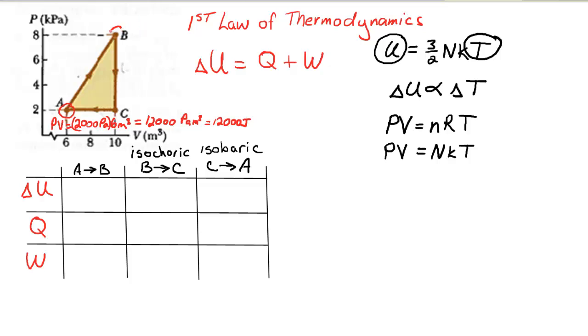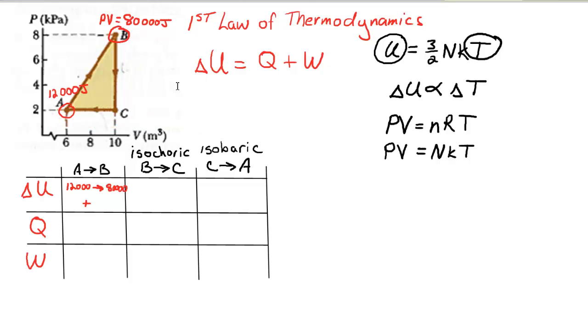At location B, if I do the same thing, I get PV at B to equal 8,000 times 10. So it becomes 80,000 joules. So clearly my PV value is going from 12,000 joules to 80,000 joules, so it's increasing. So delta U from A to B is positive, and that's because it goes from 12,000 to 80,000. Now I'm going to remove some of the clutter from my graph and just leave my values of PV that I calculated at A and B.